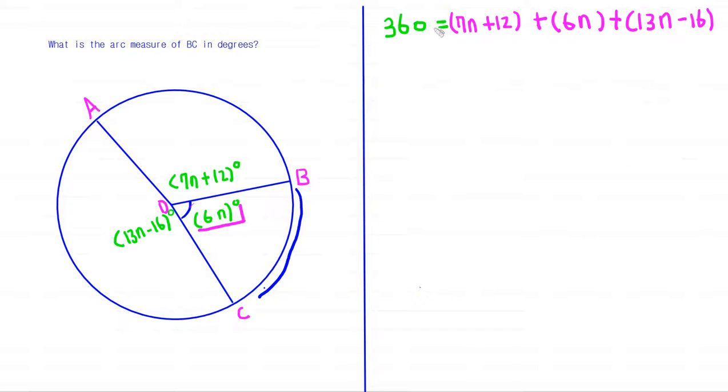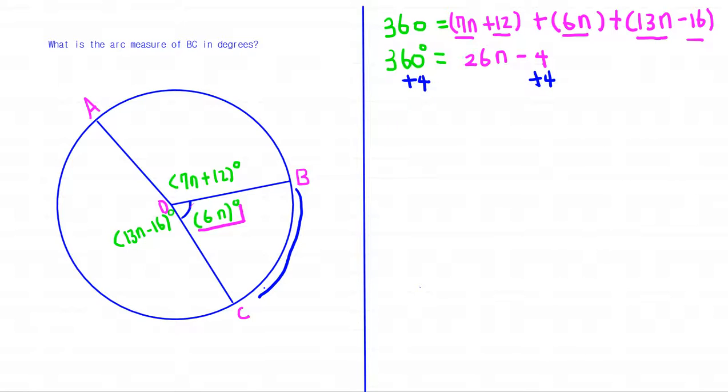And if you simplify a little bit more, the left side is still 360 degrees. 360 degrees is equal to, if we combine the like terms, which are the n terms, 7n plus 6n plus 13n, which is equal to 26n. And if we combine minus 16 plus 12, we get minus 4, and we simplified the equation. And we are not done yet. We need to add 4 to both sides in order to isolate the n term.